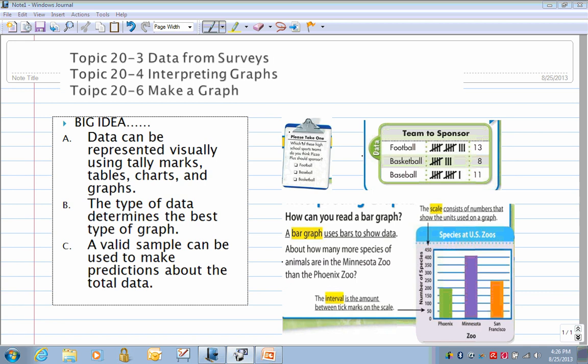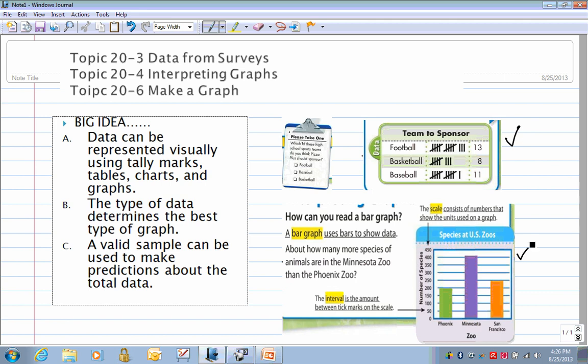As you can see on the left-hand side, the first one is that data can be represented visually using tally marks, tables, charts, and graphs. And over on the right-hand side, you could see that there is data right here in a chart with tally marks. And here's a bar graph.